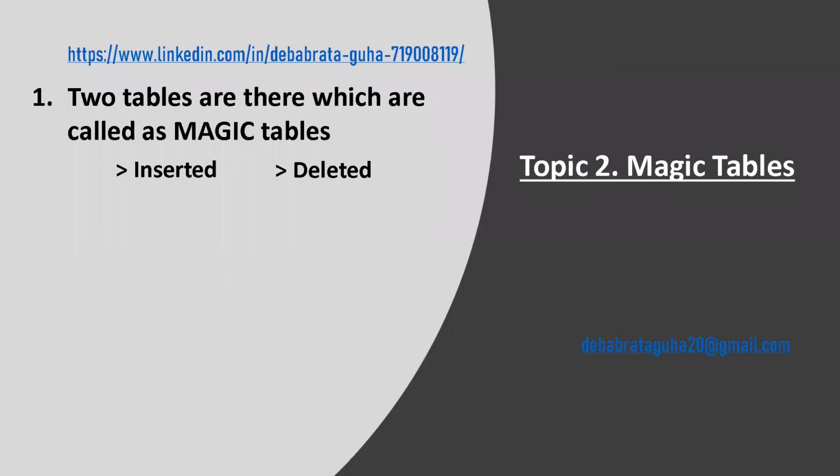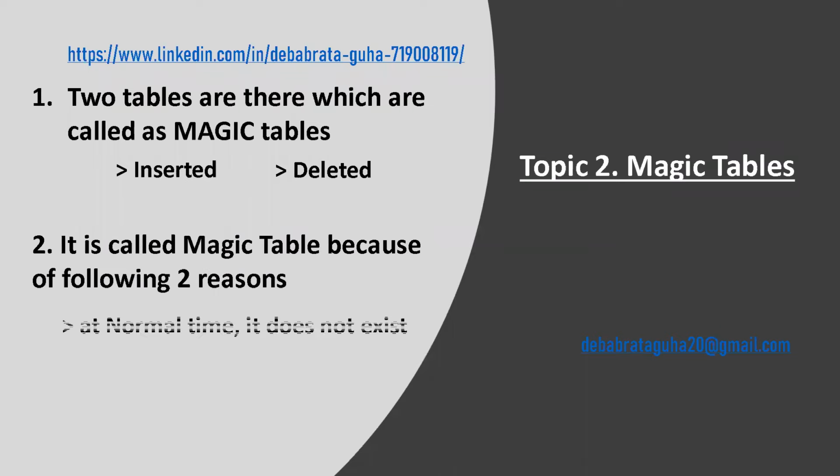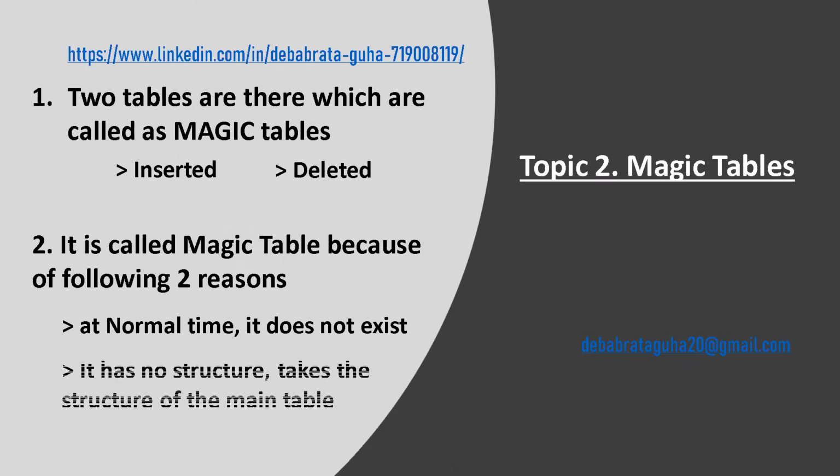It is called a magic table or virtual table for two reasons. First reason is that at normal time, it doesn't exist. And it has no structure of its own; it takes the structure of the main table. So in normal time, I cannot see them in the database, but they come into the picture when some events happen. It exists there only for a few milliseconds. Whenever someone is inserting, deleting or updating something, this table is created and takes the structure of the impacted table.